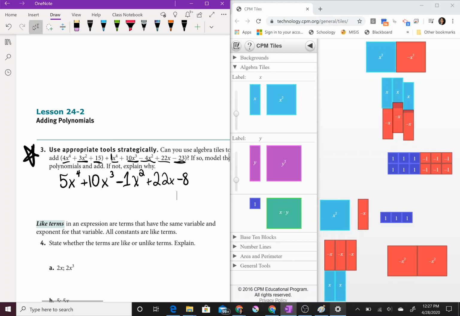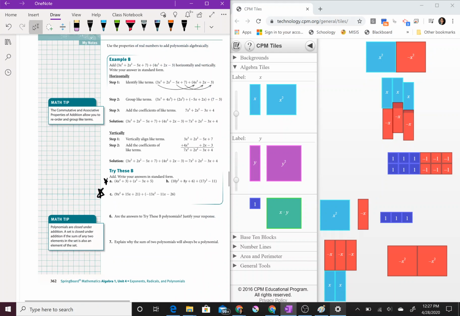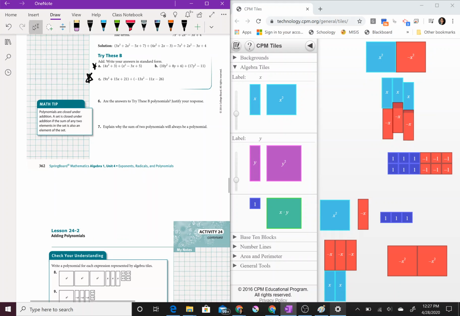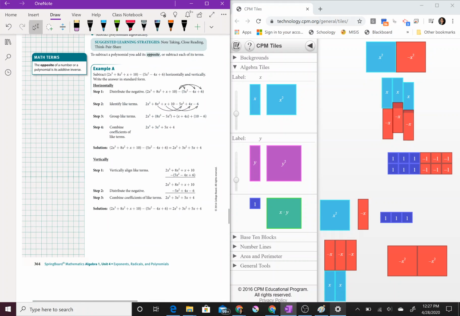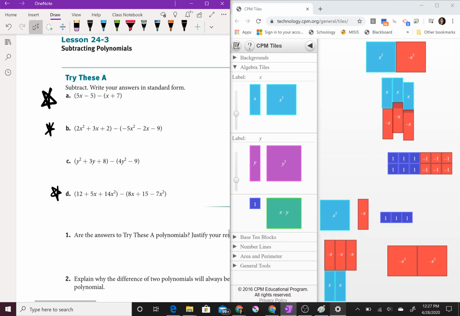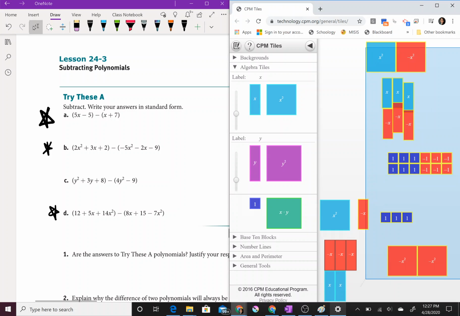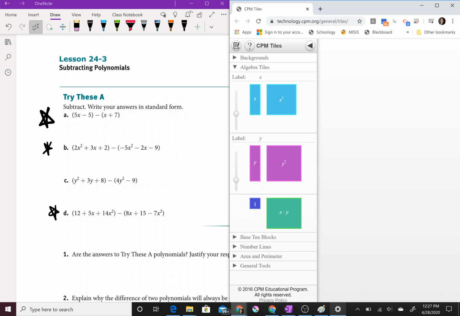I'm going to go over some examples with subtracting polynomials. So that's further down over here in your textbook. But you'll find out that subtracting polynomials is very similar to adding. So I'm also going to show this using algebra tiles for a couple of them, but then you'll get to see how you can do it without needing algebra tiles.